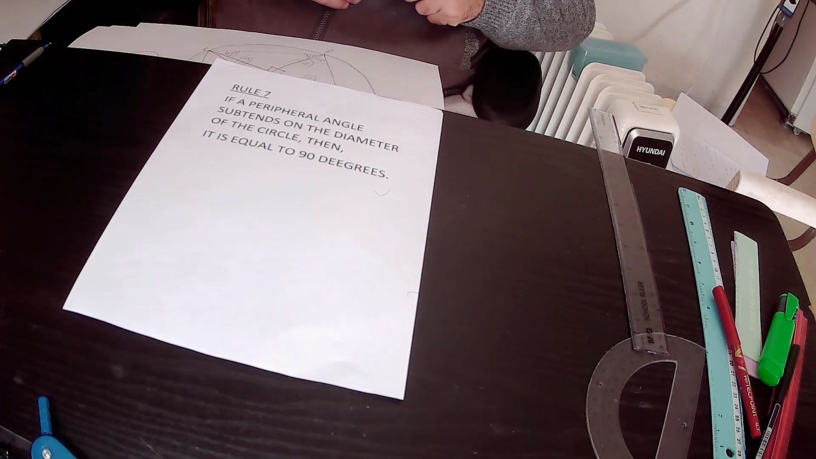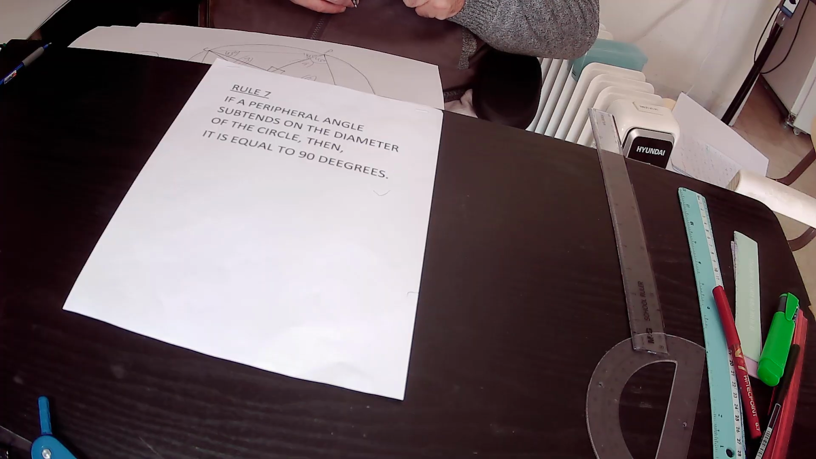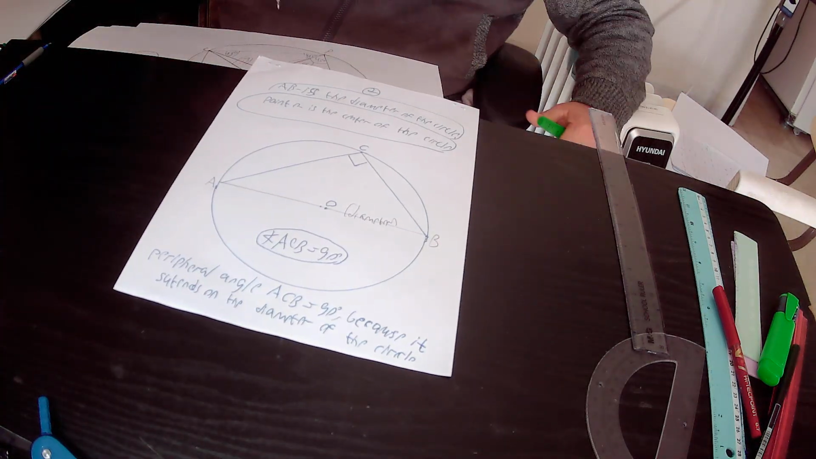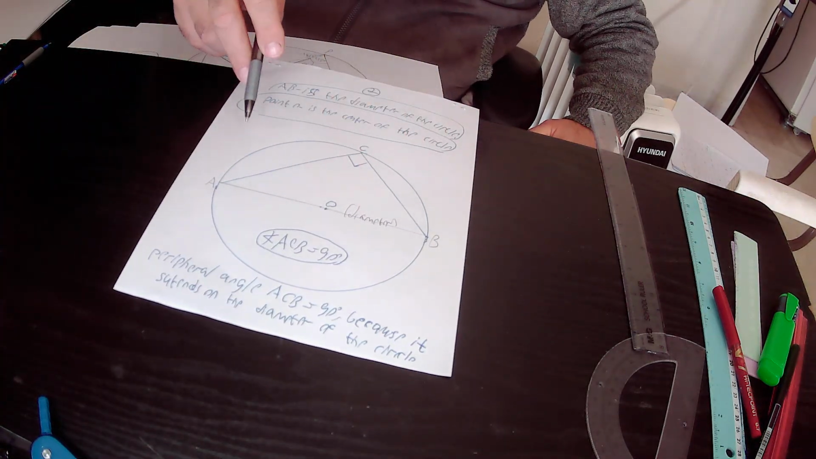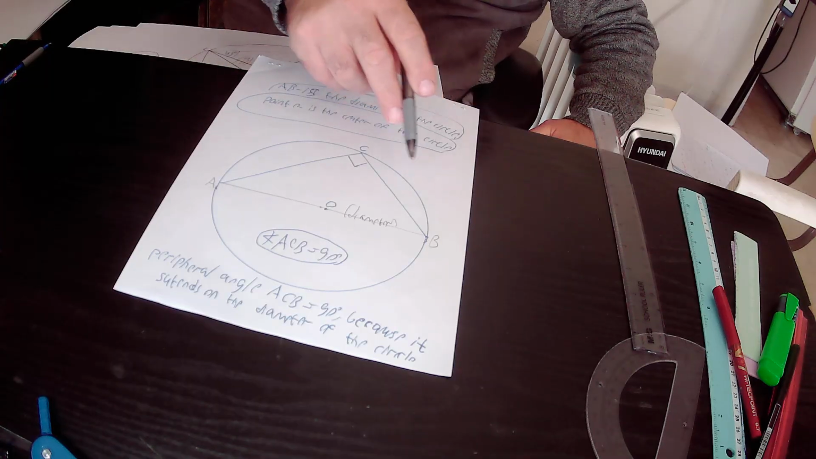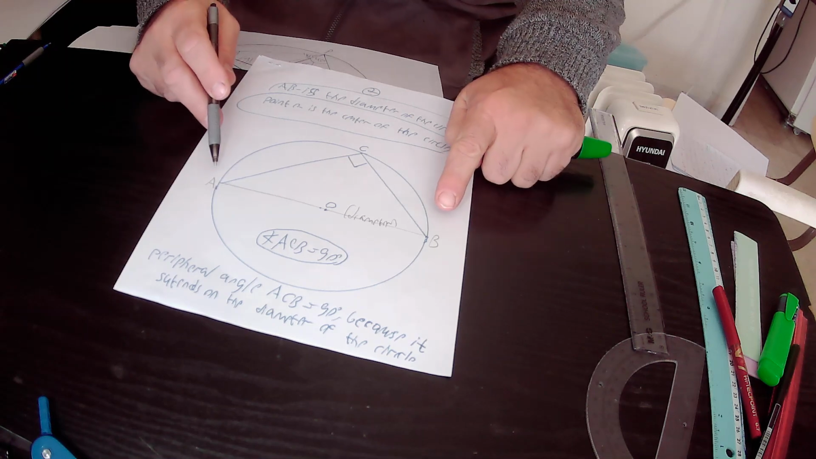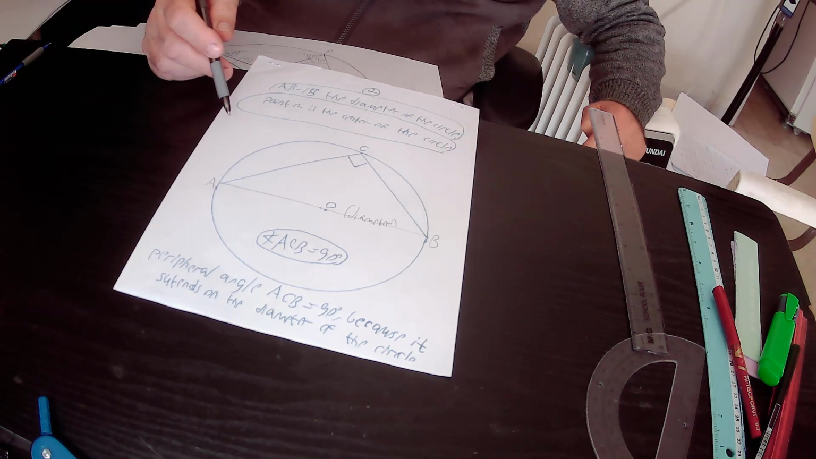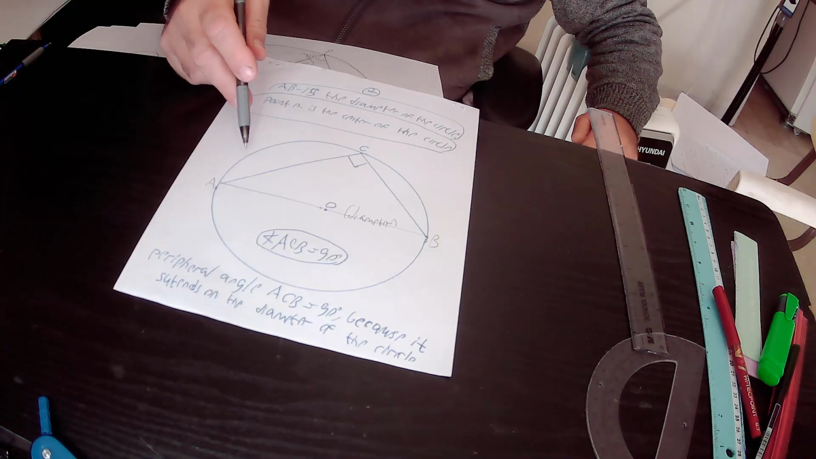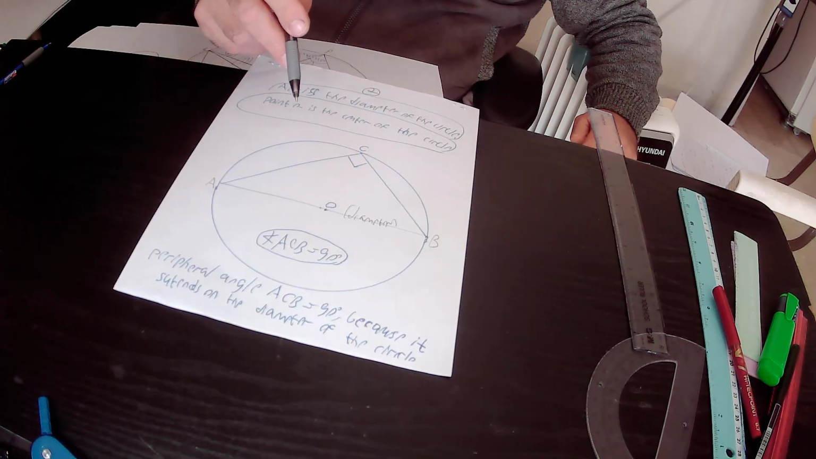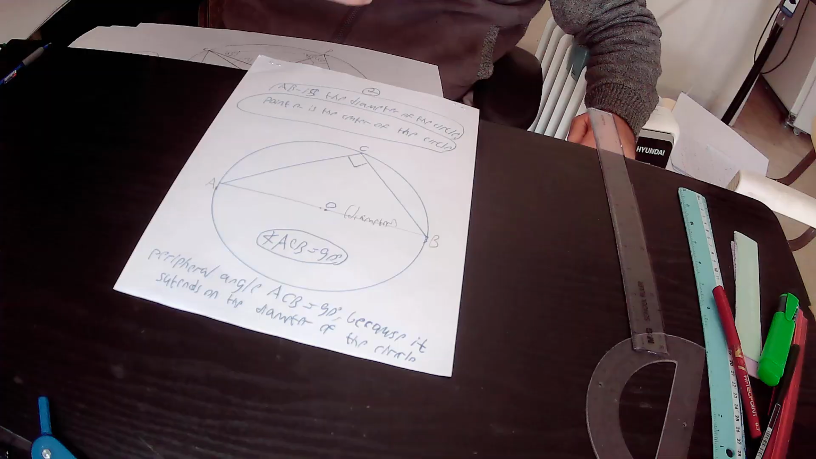According to rule 7, if a peripheral angle subtends on the diameter of the circle, then it is equal to 90 degrees in size. In the drawing we have a circle. This is peripheral angle ACB, and we know that peripheral angle ACB subtends on the diameter of the circle, that is AB. Because of that, it must be equal to 90 degrees in size. So according to rule 7, any peripheral angle that subtends on the diameter of the circle must be equal to 90 degrees in size.